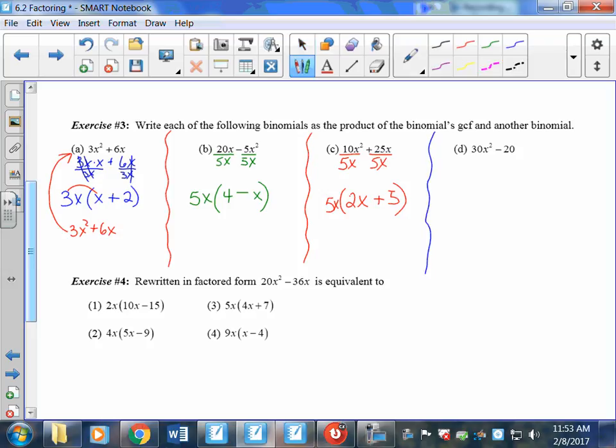And the last one, you have 30 and 20. No other number besides 10 will work here. Now, can I take out an x? And the answer is no, because I have no x here to take out. So I have no x's common to both terms. So here I'm just going to take out a 10, divide each of them by 10, and I get 3x squared minus 2. Pause the video if you need to, write down what you need to before we move on to exercise 4.